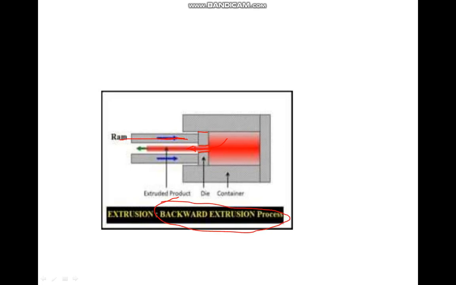In this case, the ram is moving in this direction and the extruded component is moving in the opposite direction to the ram movement, so this process is called the backward extrusion process. It is used to manufacture tubes, hollow pipes, rods, and window frames. It consists of a hollow ram, a die opening, the container, and the billet. You know that a billet is a hard material with some thickness and weight. So this is the backward extrusion process.